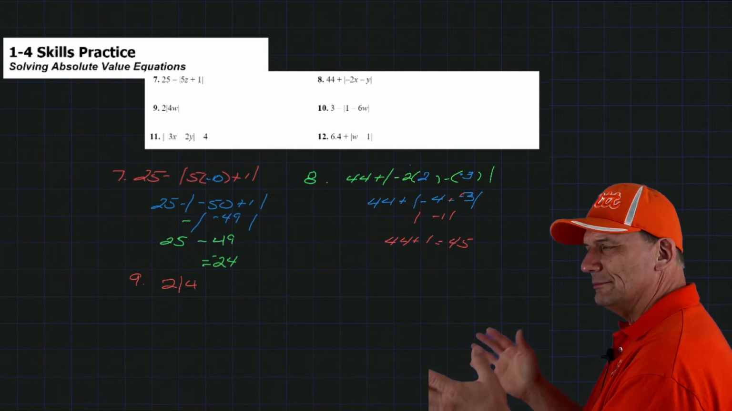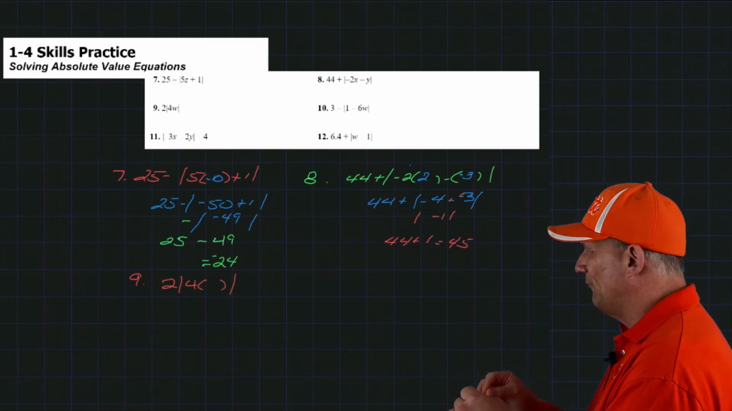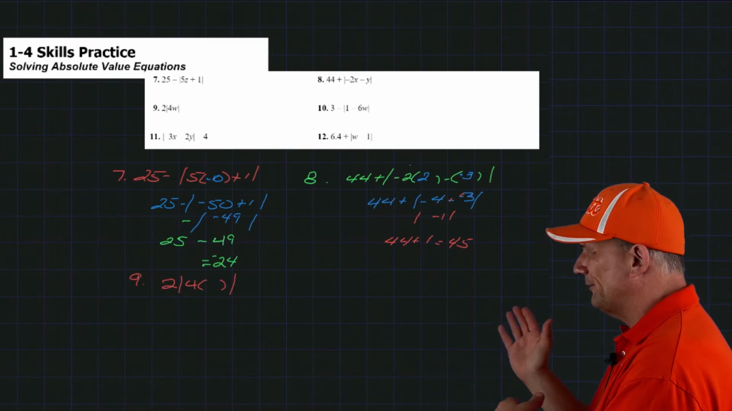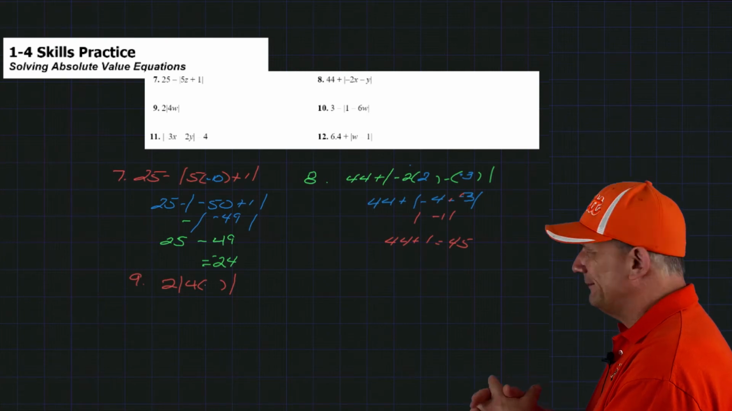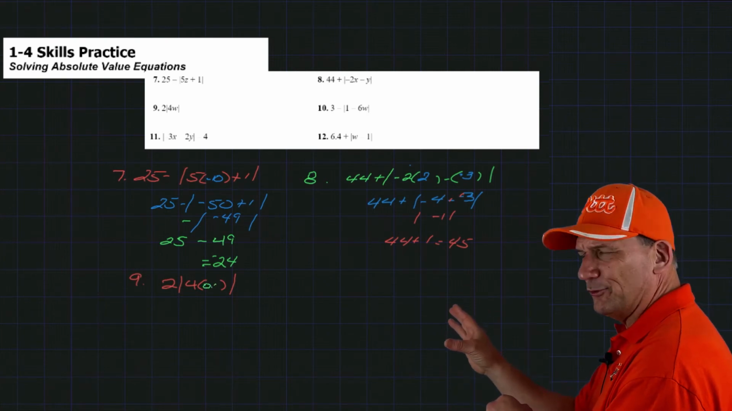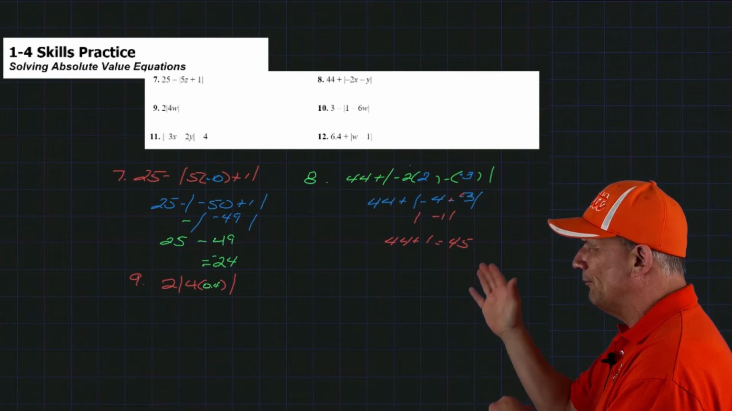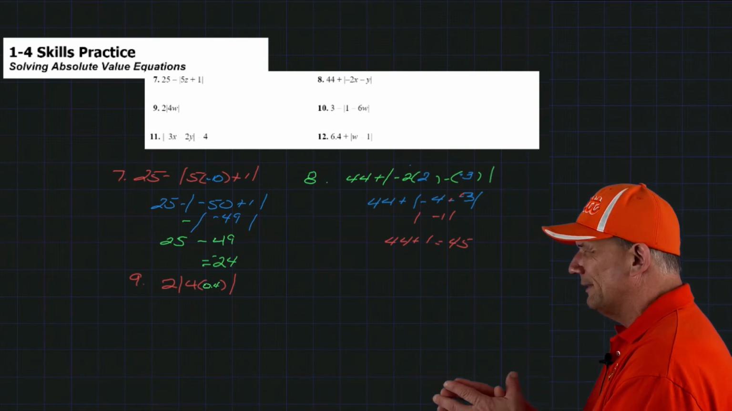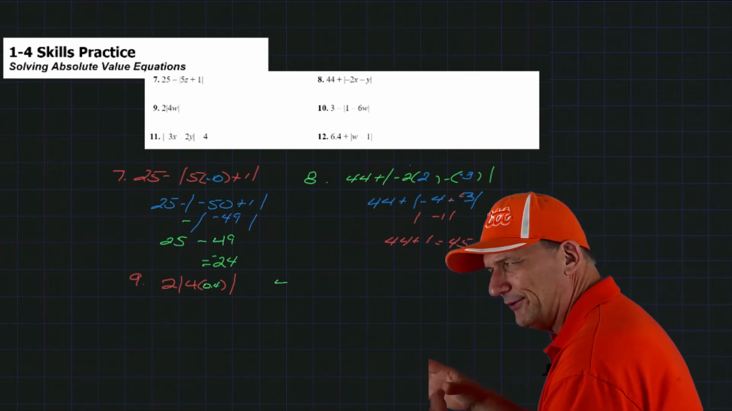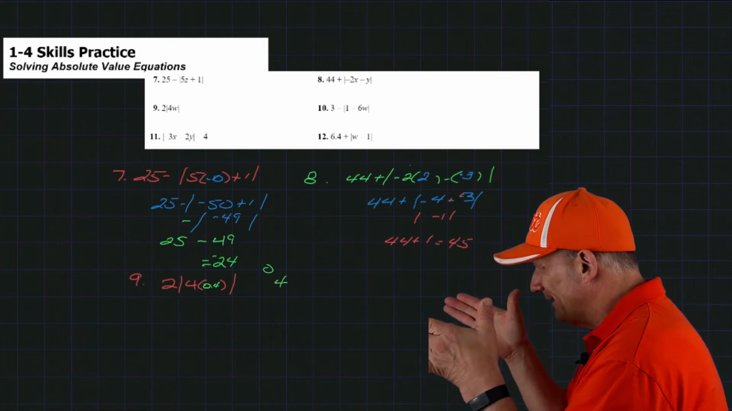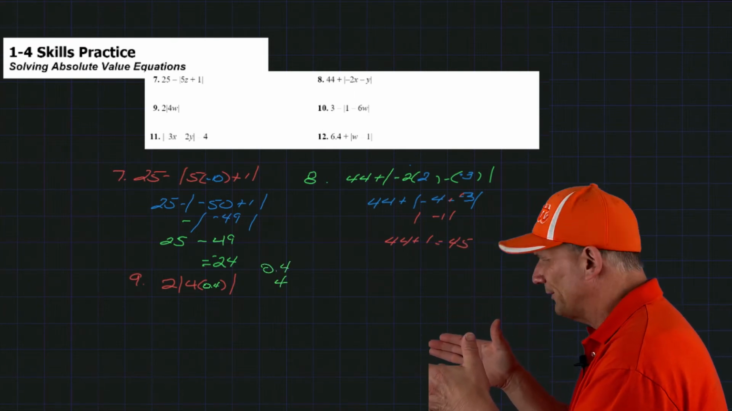All right, number 9. So 2 times 4, open set of parentheses, close your brackets. Now, whatever we get inside those brackets, whatever product we get, we're going to multiply it times 2. That's what that means. Even though it's not parentheses, the absolute value brackets are sort of like a set of parentheses.